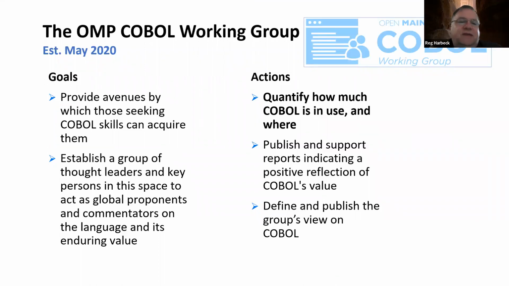With all that said, basically in May 2020, a working group under the Open Mainframe project was created, the COBOL working group led by Dr. Cameron Seay, and it was intended to provide ways for which people can acquire COBOL skills, to have a group of people who are key contributors in the industry to be talking about, looking for ways to get the word out, to ascertain what is really the case, quantify how much COBOL is really out there, and then publish that information and really start to get the word out.